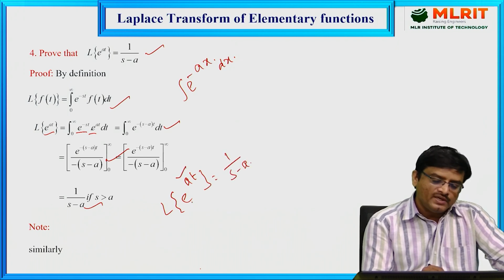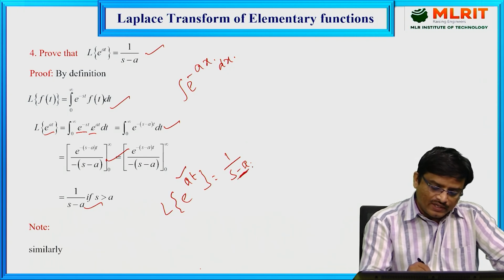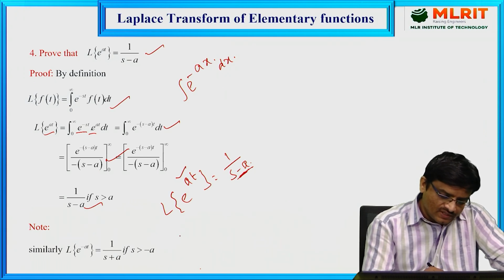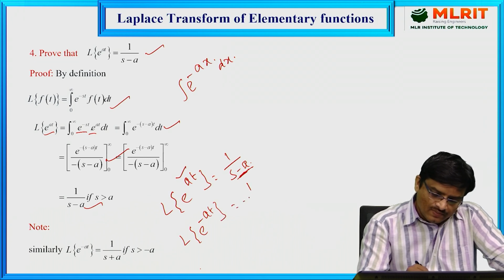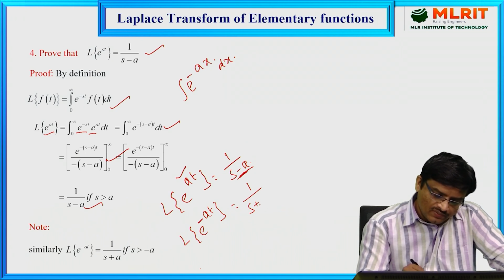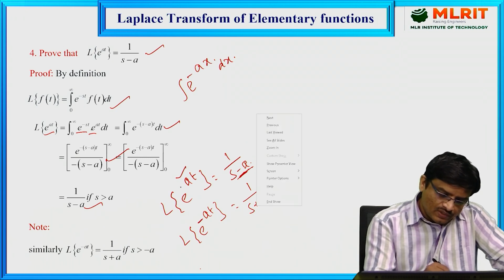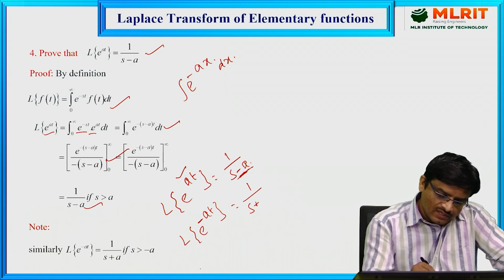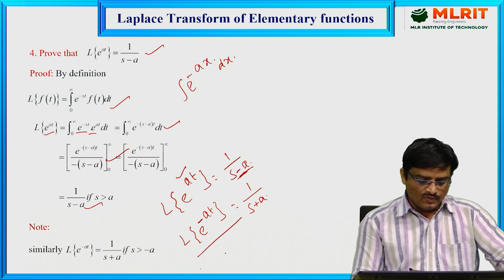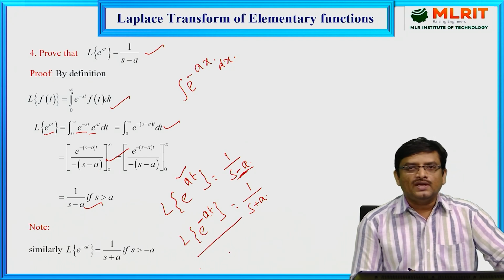Whenever we have a positive power for this exponential function, here you will get a negative sign. Similarly, if you have a negative power for this exponential function, like Laplace transform of e power minus at, you will get the same formula, but in place of minus, here we have to keep plus. So if you have a negative power, we keep a positive sign; if you have a positive power, we keep a negative sign. The remaining part is the same. So Laplace transform of e power minus at is equal to 1 by s plus a.